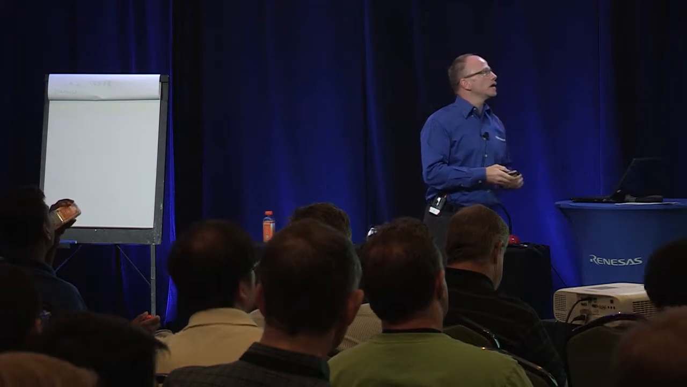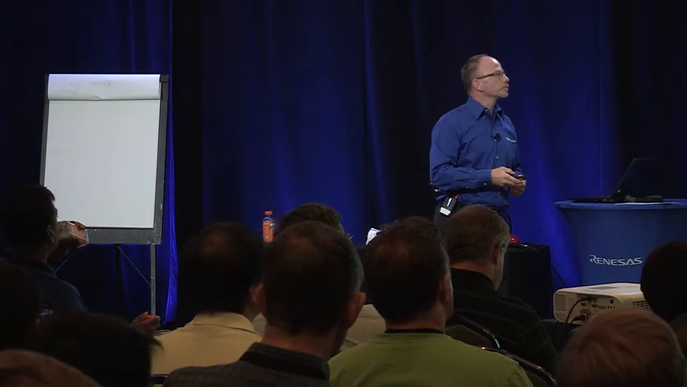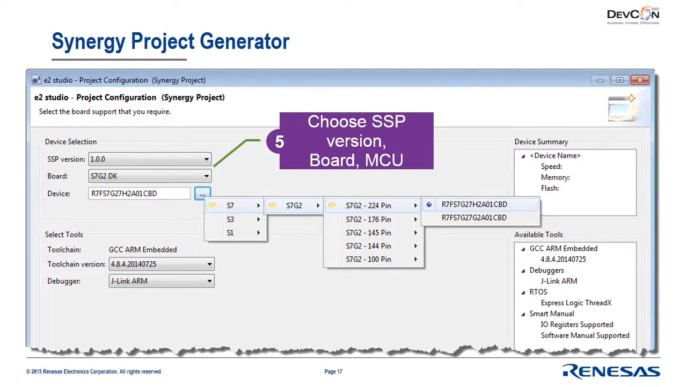So that's screen number one. The next one is where you choose which version of SSP you want to use for that project. Right now we just came out with 1.0, but after a while there might be other versions, and you might choose the latest version, or for some reason you may want to build with an older one. So this is where you pick your SSP version.